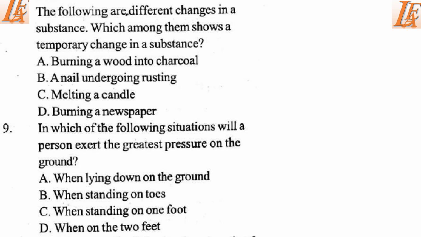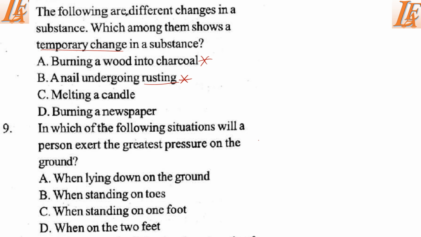Question 8. The following are different changes in a substance. Which among them shows a temporary change in a substance? A temporary change is a change which you can reverse and in which no new substance is formed. Let's look at option A. Burning wood into charcoal. This one you cannot reverse because you cannot reverse charcoal back to wood. So that one is not a temporary change. B. A nail undergoing rusting. Rusting is a chemical process where iron reacts with oxygen and water to form rust, or what we call hydrated iron 3 oxide. So this one is a chemical process. It can never be a temporary change.